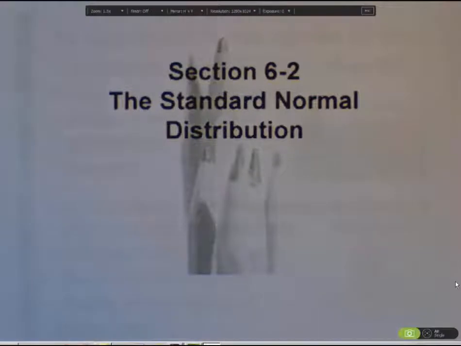We're ready to talk about Chapter 6, and 6.2 is the standard normal distribution. Now, in Chapter 5, we talked about different types of probability distributions, or the basics of a probability distribution.